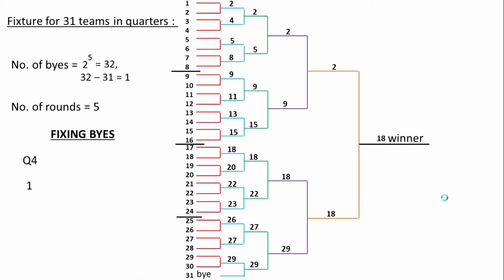And the bye is given, the only bye is given to the last team, that is the lower half last team. And after that you can see the matches are played, the first round matches. After that the winners are playing the second round, and after that the winners are advanced to the quarterfinals.